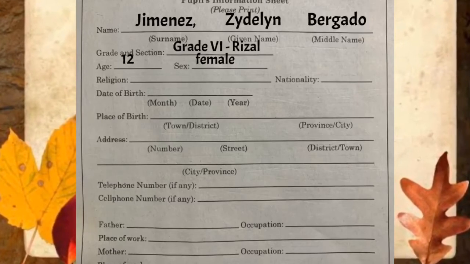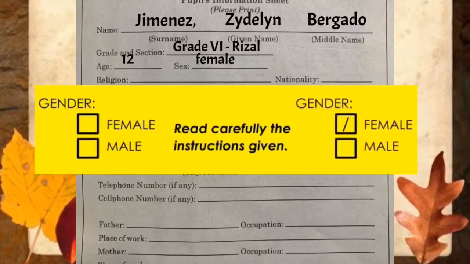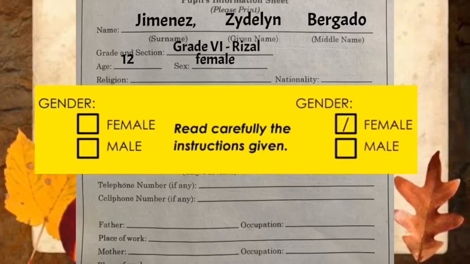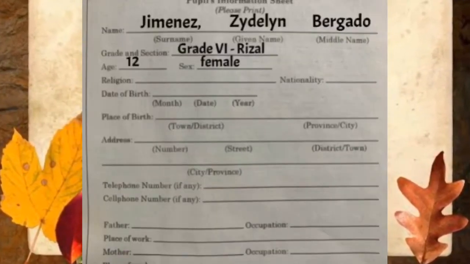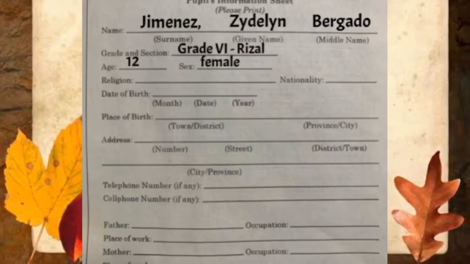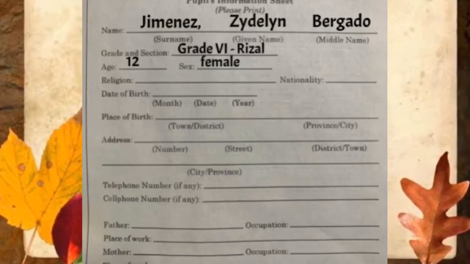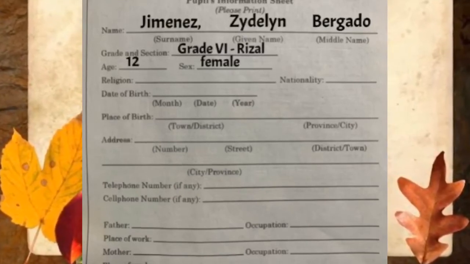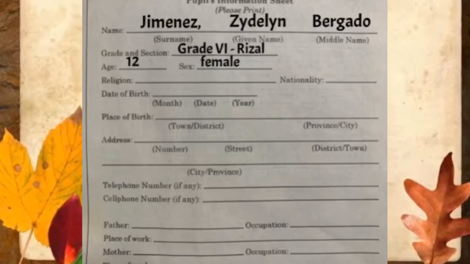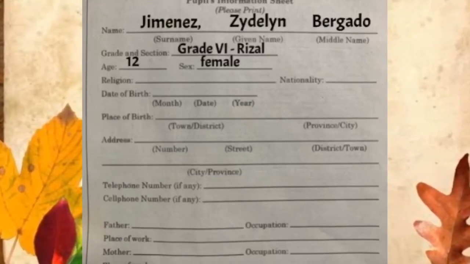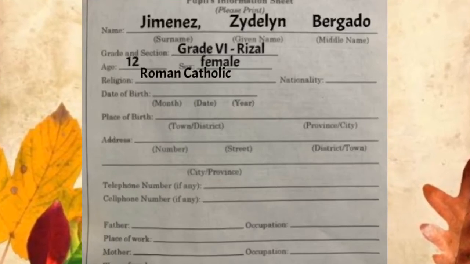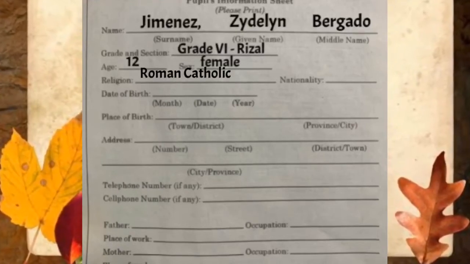If in the case that the form requires you to check the box, you read carefully the instructions given. Now we have the religion. Religion speaks about the belief of an individual. Now, since Zaidelin is a Roman Catholic, we write Roman Catholic. Another one is the nationality.